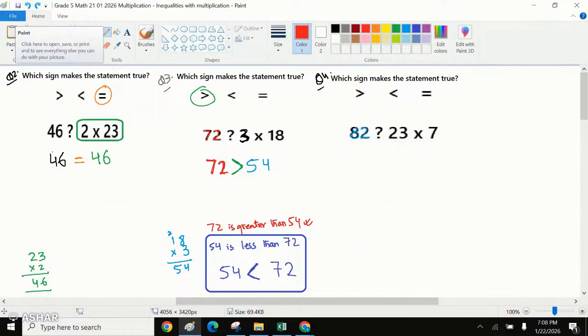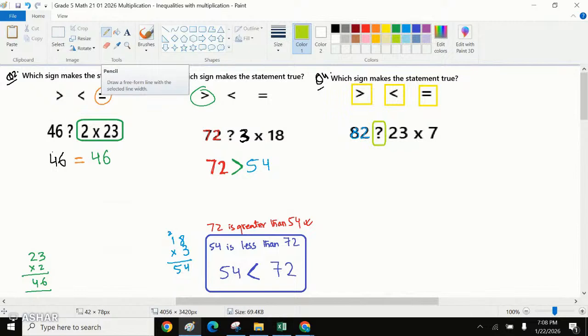What they're saying is, which sign makes the statement true? They have given us 3 signs over here: the first sign, the second sign, and the last sign. It says 82. We need to find the missing sign over here. And on the other side, it's written as 23 multiplied by 7. So can we multiply 23 multiplied by 7?